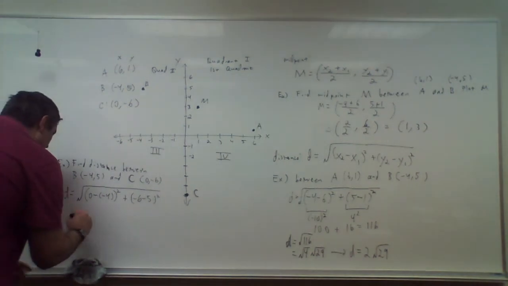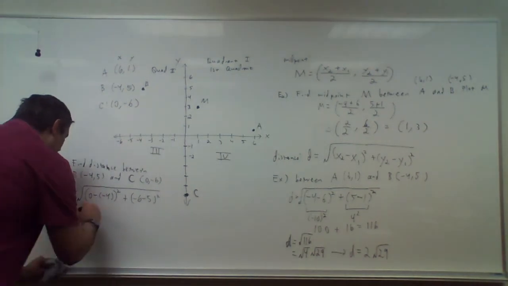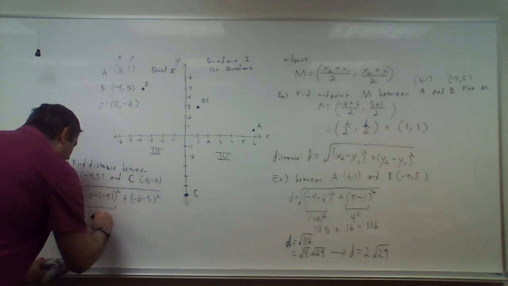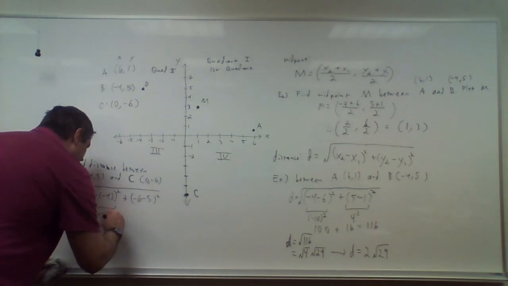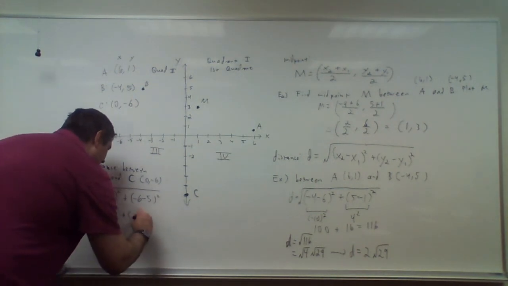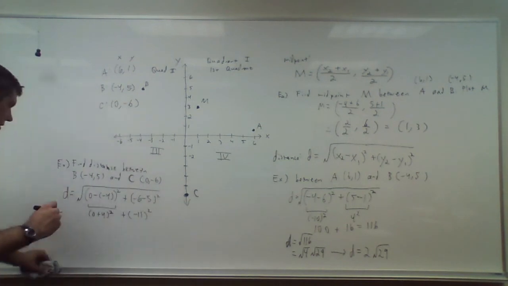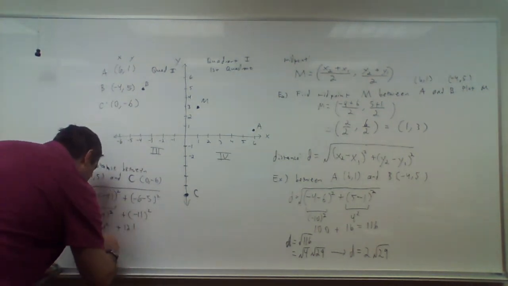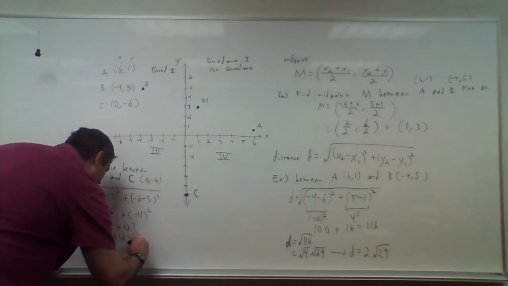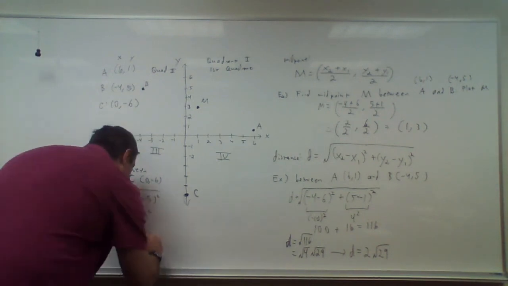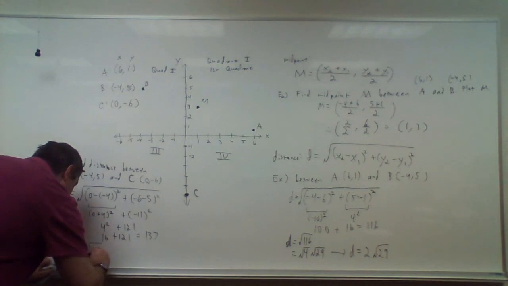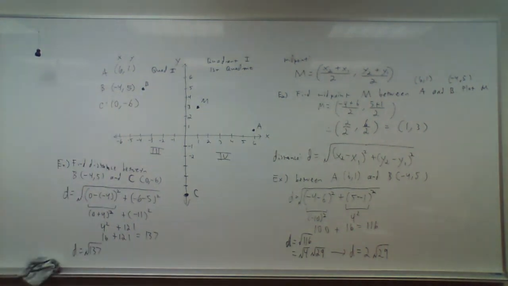Well, I'm going to do this part alone first. That's actually 0 plus 4 squared. This is negative 11 squared. That's 4 squared plus 121. 16 plus 121 is 137. So D equals the square root of 137. It's not divisible by a perfect square, so we're done.